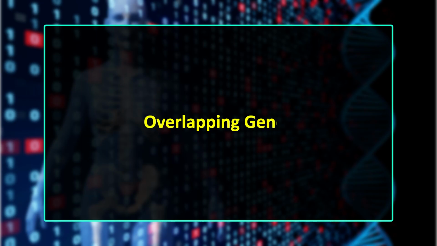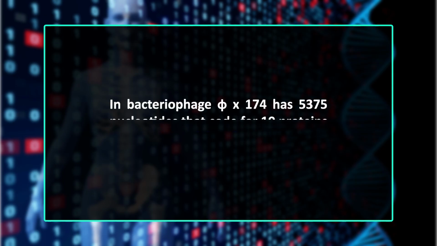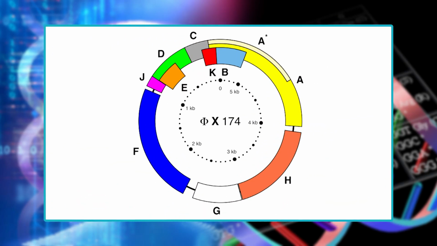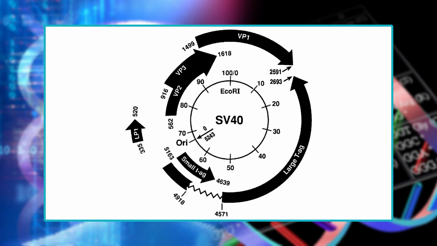Dear students, let's now discuss the overlapping genes. In bacteriophage φX174, 5375 nucleotides code for 10 proteins which require more than 6,000 bases. Three of its genes, E, B, and K, overlap other genes. So the nucleotide sequence at the beginning of each gene is contained within gene D. Likewise, gene K overlaps with genes A and C. A similar condition is found in SV40.